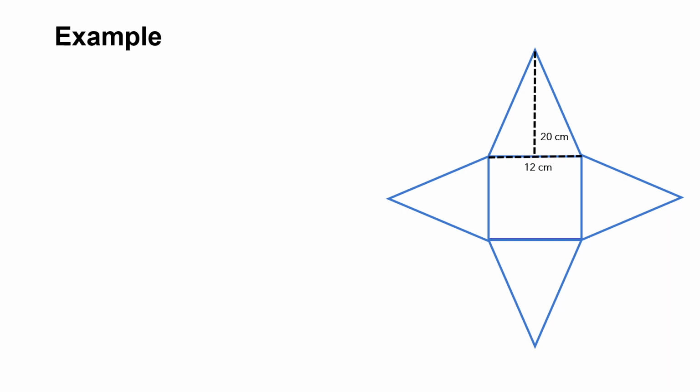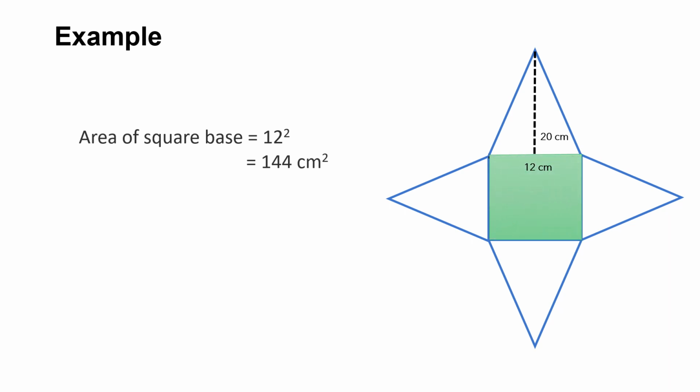Find out the area of this entire shape. Now, to find out the area of this entire shape, first I will find out the area of my square, which is 12 times 12, means 12 squared. So it is 144 centimeters squared. This is the total area of my square.